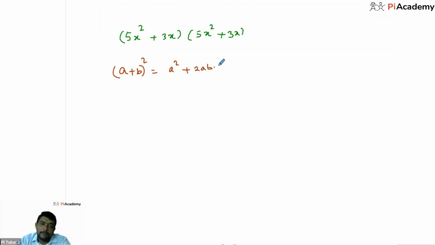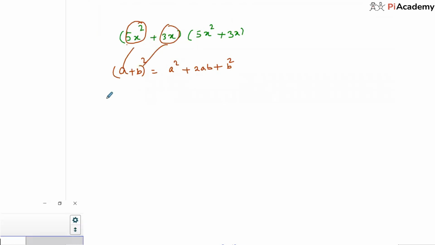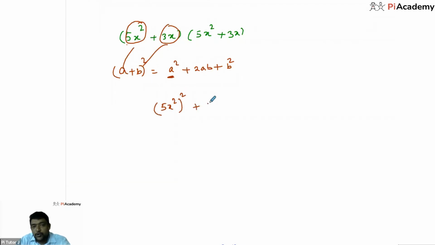Now, look here. What is a? Whatever is before the plus is a. This whole thing is a, and this whole thing is b. Am I correct? Yeah. So now you are doing a square here. So it is (5x square) whole square. This is a square, plus 2 times a, which is 5x square, and b, which is 3x, plus b square, which is (3x) whole square. You see that?